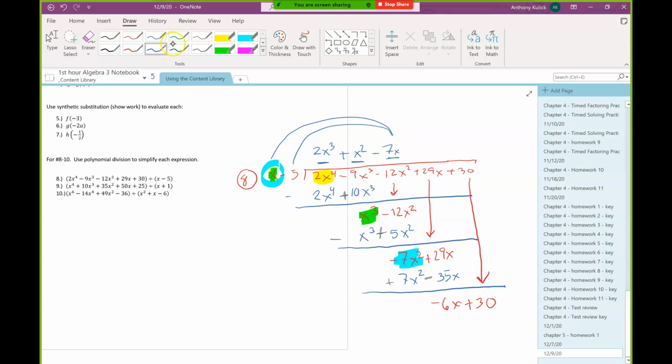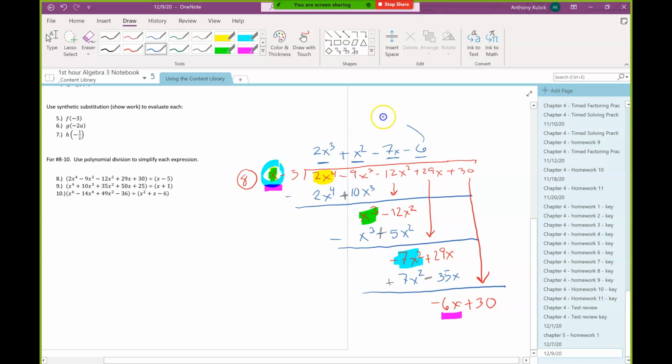And we'll go back to the top and ask ourselves one more time, how many times does x go into negative 6x? Negative 6 times, because negative 6 times x gives me negative 6x. So I'll multiply that to both parts of the divisor. So I get negative 6x plus 30. And then we'll subtract.